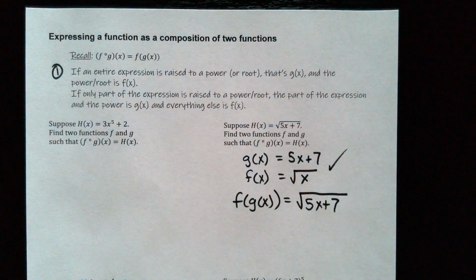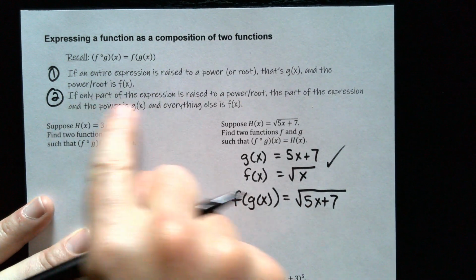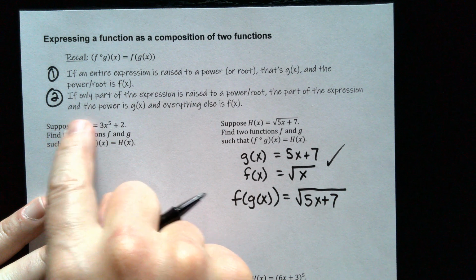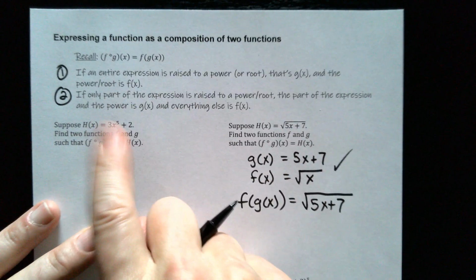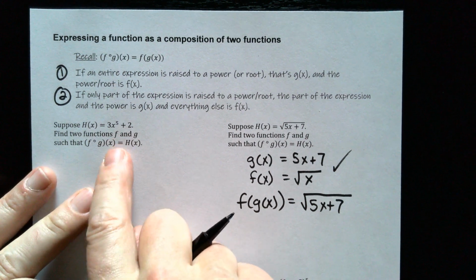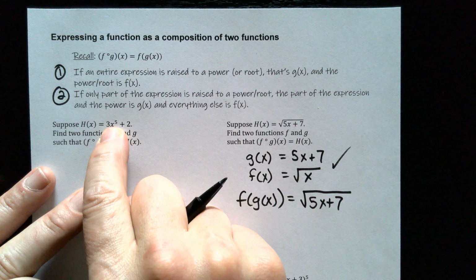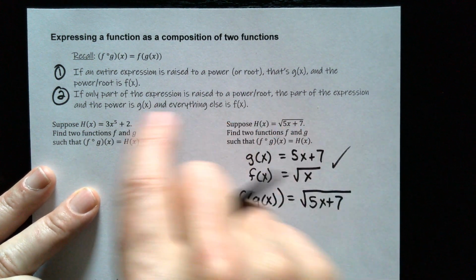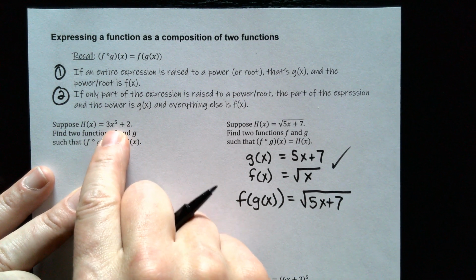Okay, so that was case one. Case two: if only part of the expression is raised to a power or root, the part of the expression and the power is g of x, and everything else is f of x. So a case of this is this problem right here. The only thing that's getting raised to the power of 5 is x. Unlike this one, where the entire thing was getting square rooted, in this one only the x is getting the power. So this is case number two.